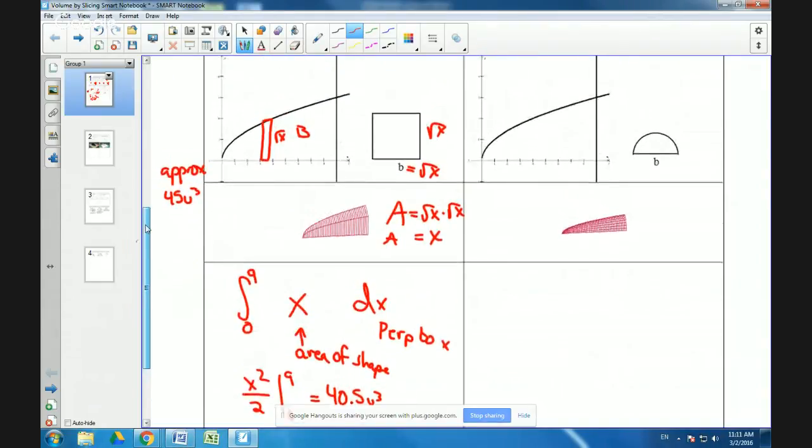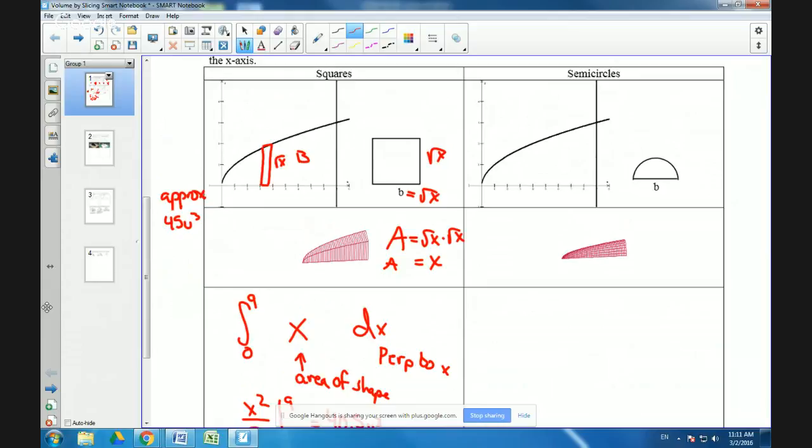What about, I'm going to do semicircles with you. I'm going to let you do the others yourself. What about the semicircles? Same deal, perpendicular to the x. So we know that's going to be same setup. What is the area of this semicircle? 1/2 pi r squared. Correct. Something like that.